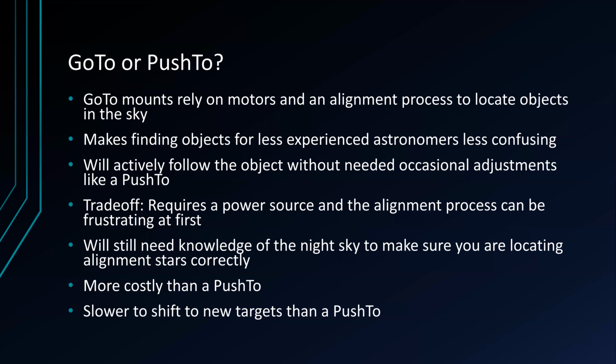The other thing you may add on go-to mounts is accessories such as Celestron's StarSense to automate the alignment process. I don't have a dedicated slide on this, but the StarSense is basically a separate camera and finder scope that you mount on your tube, like your Cassegrain or your Newtonian. And what it does is it takes a picture of the stars in its field of view and runs software in order to figure out where it's pointed in the night sky.